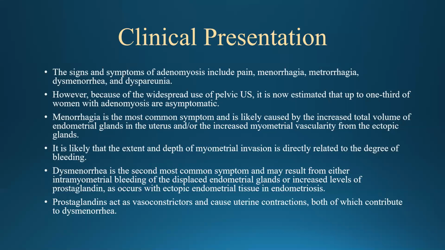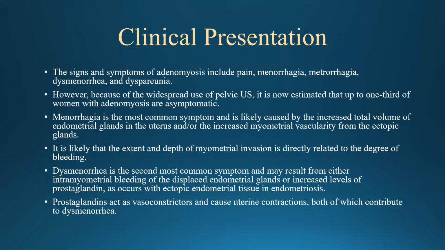The dysmenorrhea is another kind of pain. That's painful menstruation. It's the second most common presentation of adenomyosis. And the reason behind that is the intramyometrial bleeding of the displaced endometrial glands, because every month this endometrial tissue is bleeding every month under the influence of hormones. So it's not different when it's inside the myometrium. It will bleed as well.